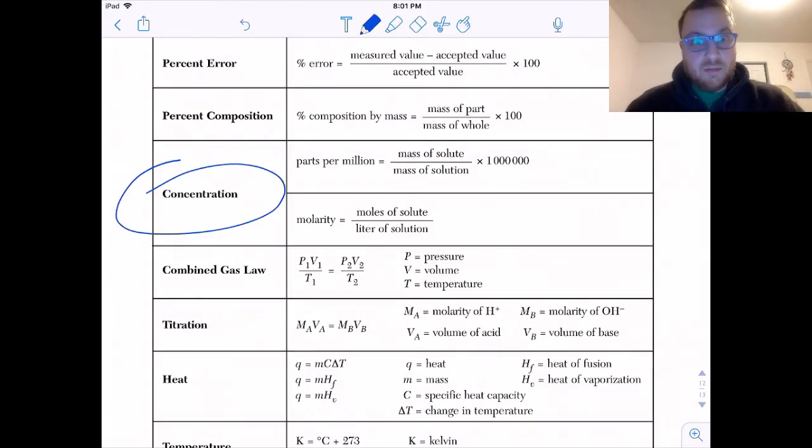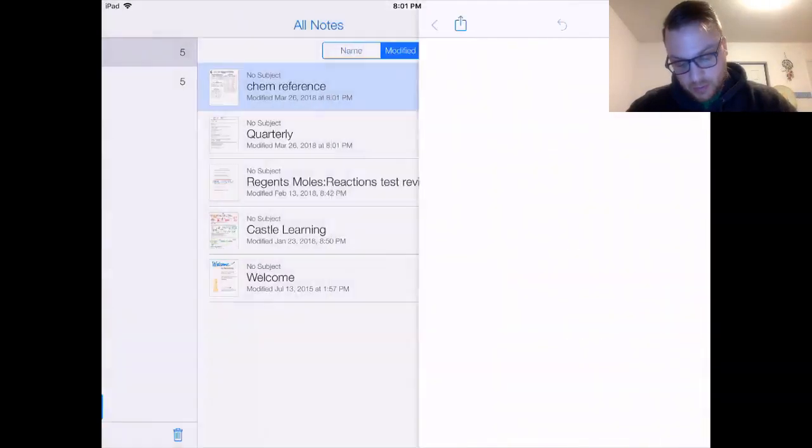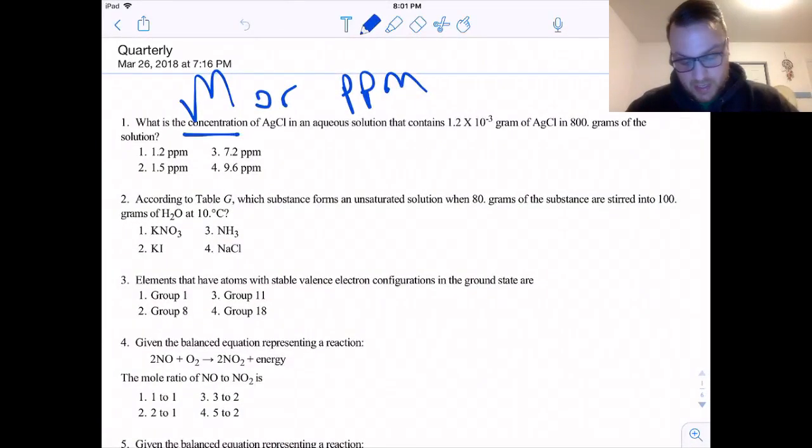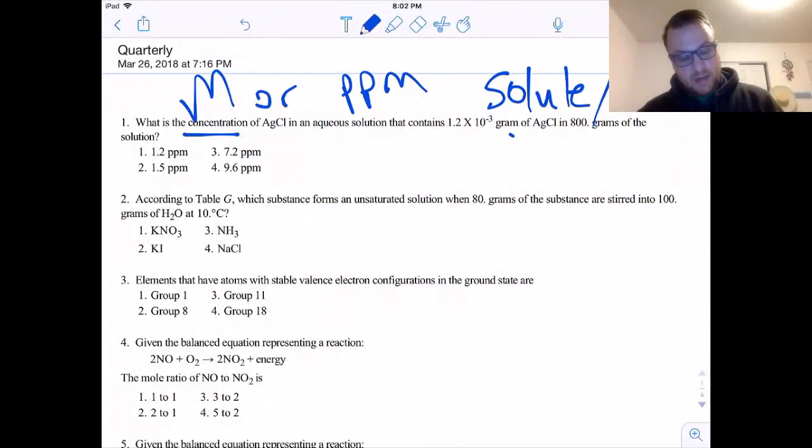Especially if the wording of the problem clearly says something like calculate, or all the answers are numbers. So in this case here, we got parts per million because all the answers are in parts per million. So we know we need to use that. According to the formula, it's grams of solute divided by grams of solution.